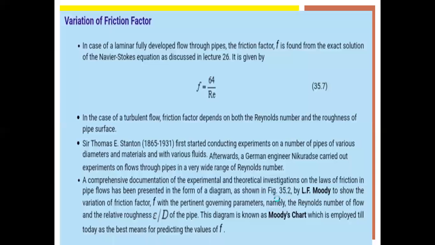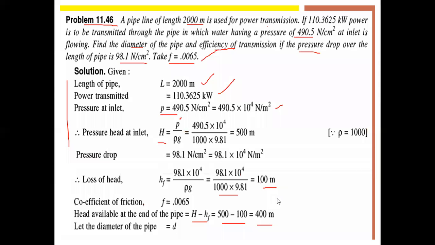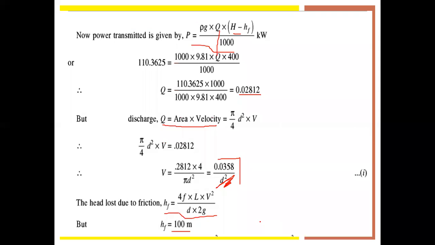Understood the problem? This is the way of doing this type of power problem. Initially, you have to find the H value at inlet, the pressure head, and the loss of head HF. After getting that, the head available is capital H minus small h, that is 500 minus 100, 400. Once the diameter of the pipe D is ready, then write the power P. This is the formula for the power P.